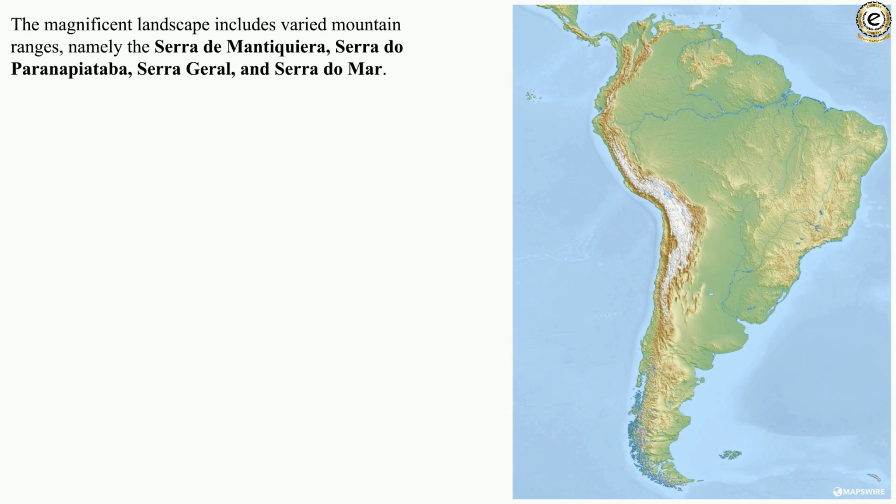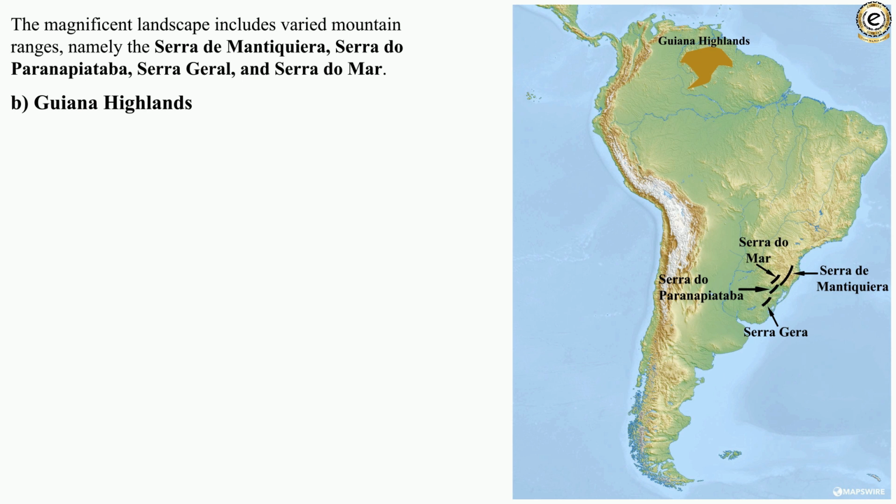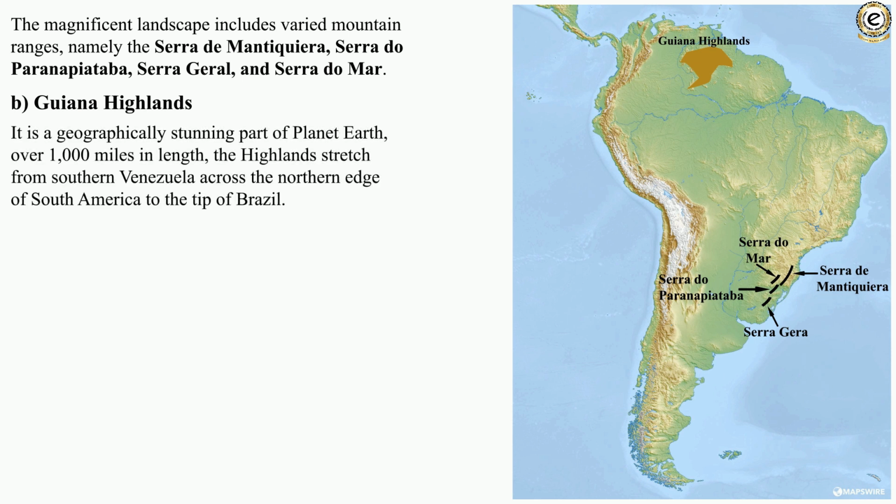The magnificent landscape includes varied mountain ranges, namely the Serra de Mantiqueira, Serra do Paranapiacaba, Serra Geral, and Serra do Mar. Now, the next important part of the Eastern Highland is the Guiana Highland. It is a geographically stunning part of planet Earth, over 1000 miles in length. The highland stretches from southern Venezuela across the northern edge of South America to the tip of Brazil.